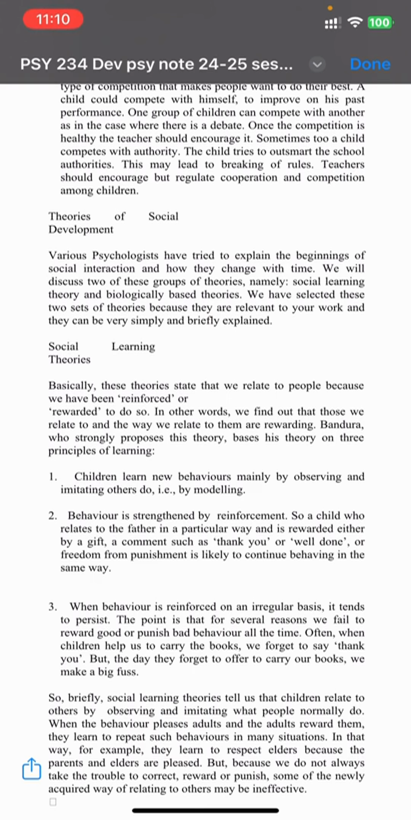They turn the light off. You turn the light off every night. The child says, okay, the light is meant to be off every night. So they are watching you. Behavior is strengthened by reinforcement.